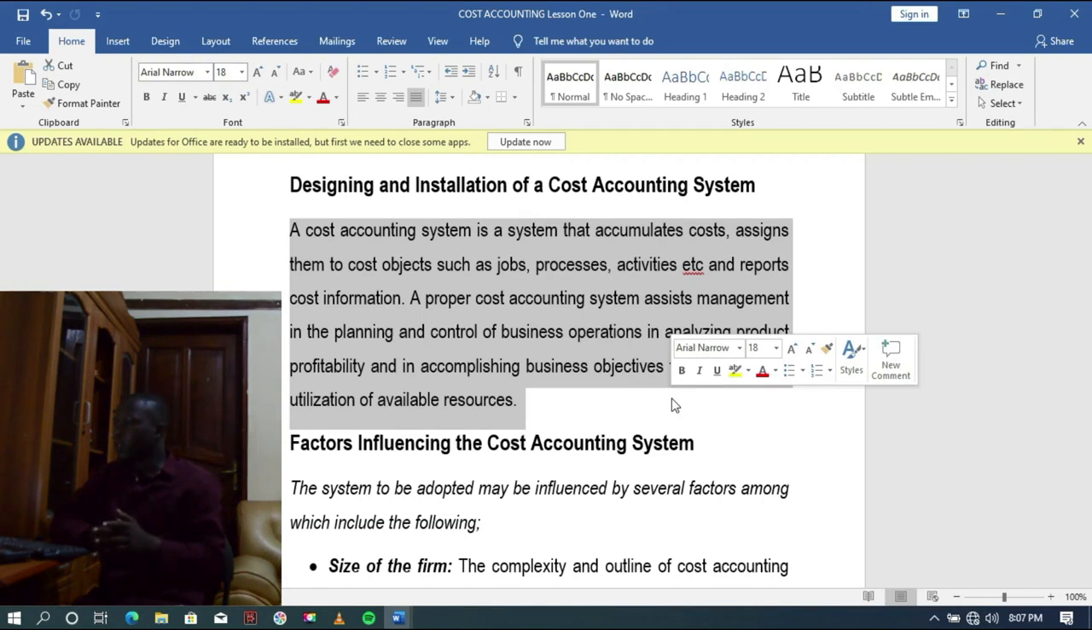So a proper cost accounting system assists management in planning and control of business operations. Given that you have all the details concerning the cost of a project, you're able to make decisions and manage well your business activities.